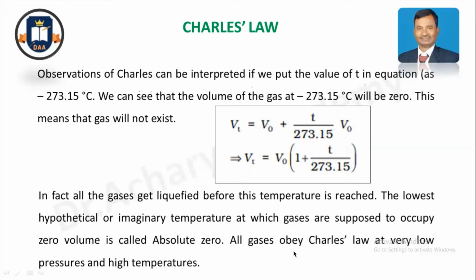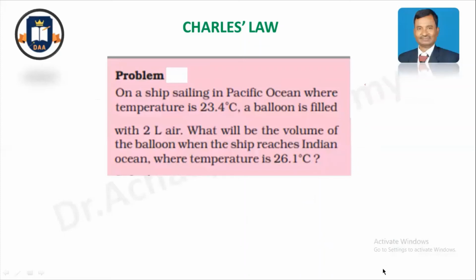So all gases obey Charles' law at very low pressure and high temperature, because it is one of the ideal gas laws. So ideal gas laws have some criteria, and in this case Charles' law will work at very low pressures and high temperatures. So now we'll go through one quantitative problem based on Charles' law.